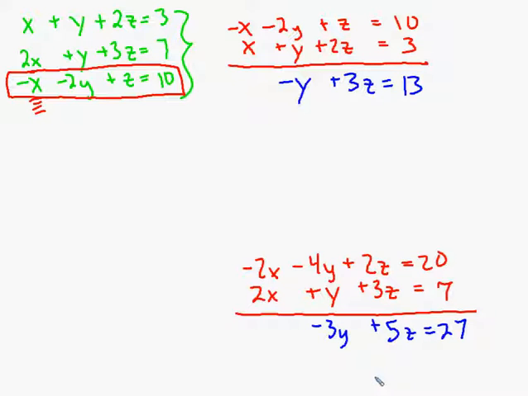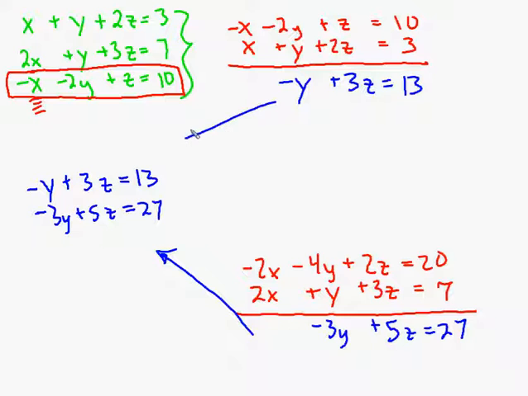Now I'm just curious if any of you, especially since I did it in a color, are able to figure out what we will do next. Bring those two together? Yes. I'm going to take these two and form a new system with each of these with the eliminated variable. So I have negative y plus 3z equals 13, and I have negative 3y plus 5z equals 27. I have formed a new system in which I'm going to eliminate a variable.